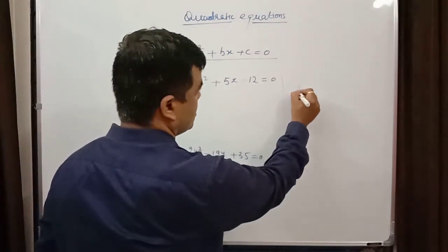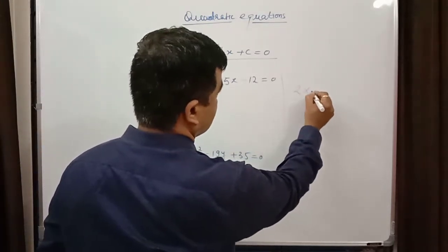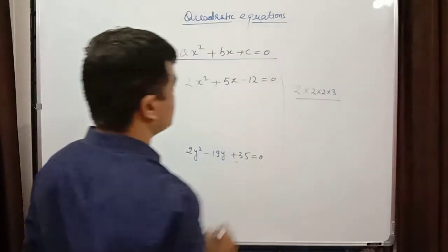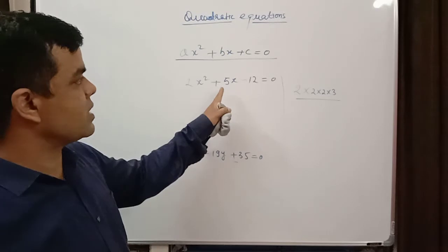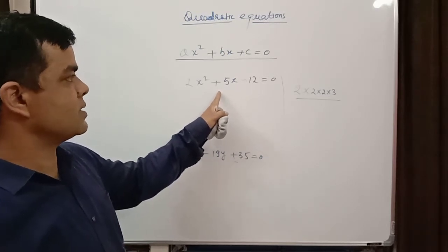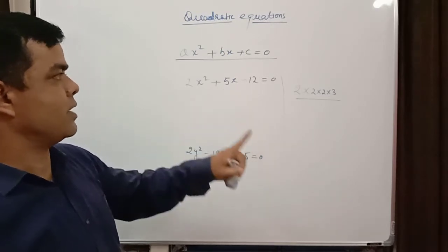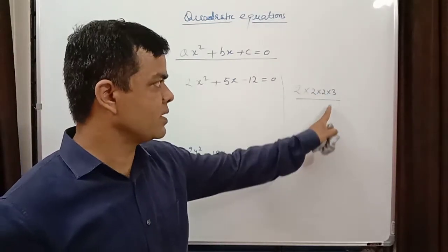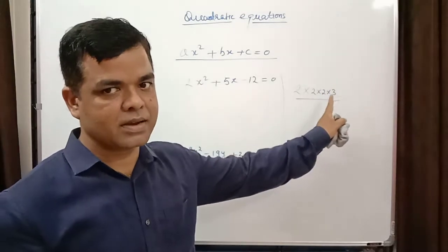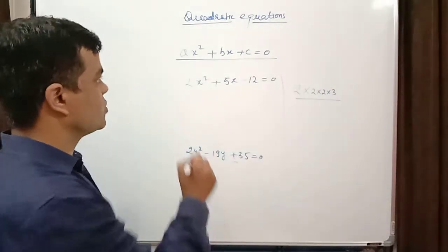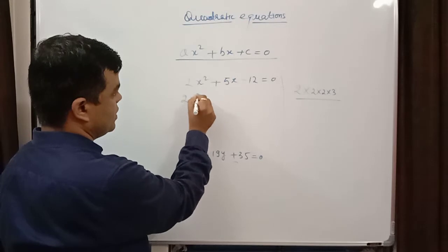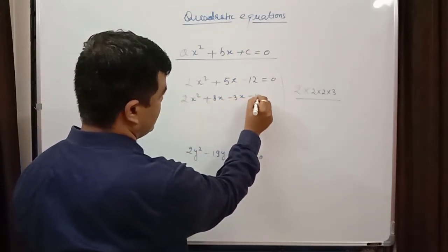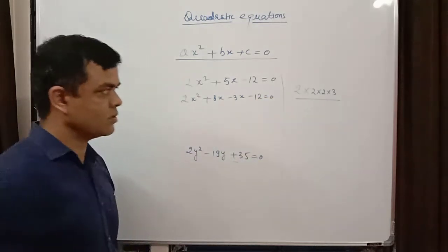2 and 12, 2 times 12 is 24, wait, 2 into 12 is 24. Okay. So this is the thing. Now you have to get here 5x. Do the factorization like this. You should get here 5x. So 2 fours are 8, separate. Then 3 separate. 8 minus 3 is 5. So 2x square plus 8x minus 3x minus 12 is equal to 0. So these will be the factors.